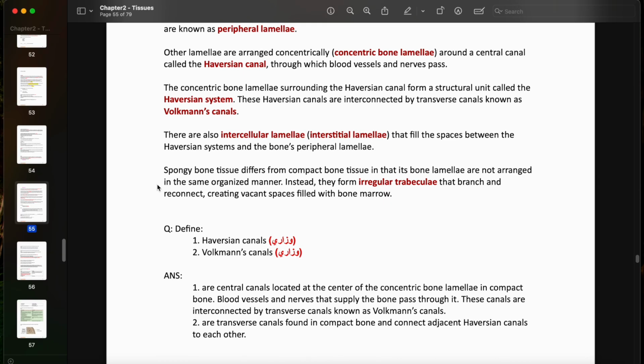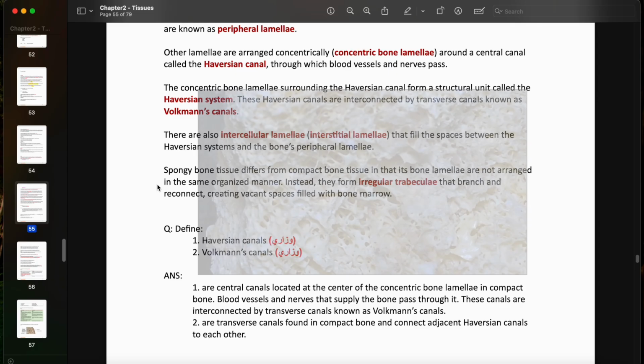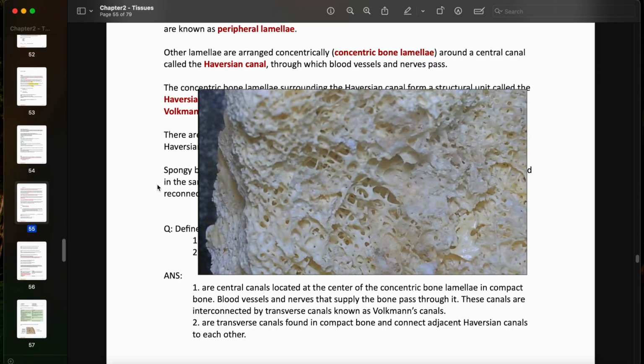Spongy bone tissue differs from compact bone tissue in that its bone lamellae are not arranged in the same organized manner. Instead, they form irregular trabeculae. Now, trabeculae are like irregular branching networks of bone that is characteristic of the spongy bone.